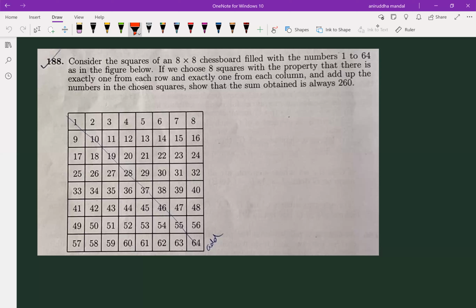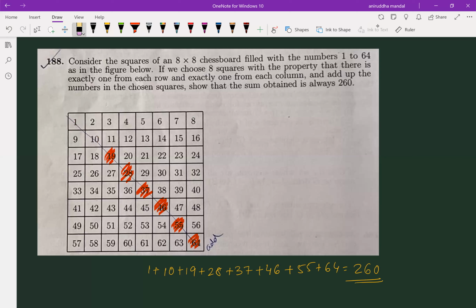Let's take an example. Say we choose these numbers, exactly one from each row and each column. If we add all these numbers, we get a total of 260. You can check.